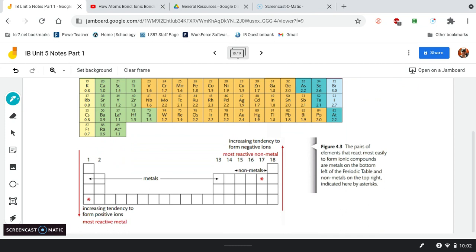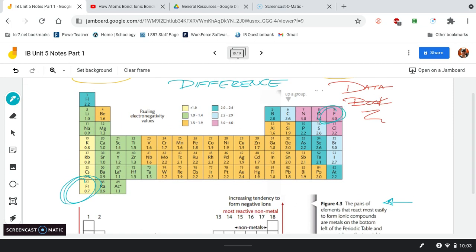And then this next chart right here, once again, says that the pairs of elements that react most easily to form ionic compounds are metals on the bottom left and nonmetals on the top right. This is from your textbook that we don't really use a lot. It's saying chemicals from down here, francium, combined with chemicals from up here, fluorine, are most ionic. That makes sense because the number differential there is 3.3. That's about as big as you can possibly get.